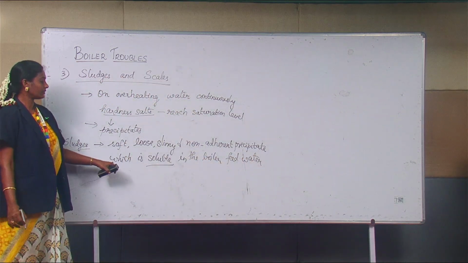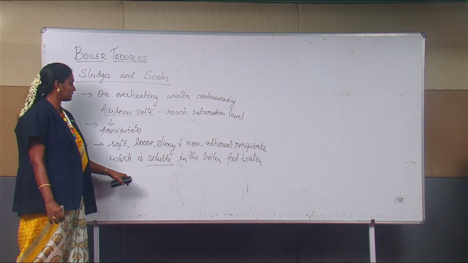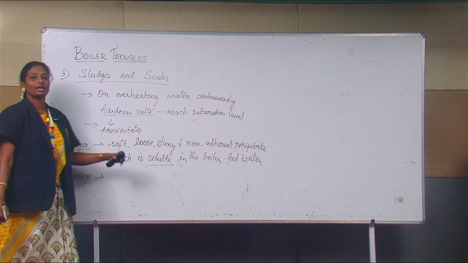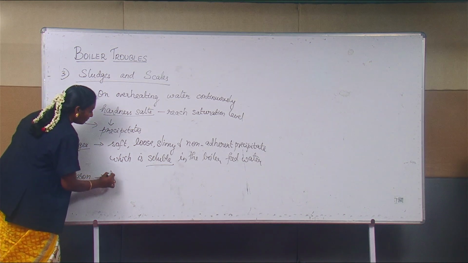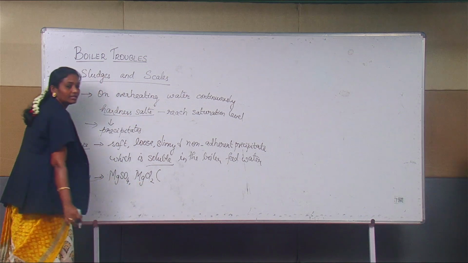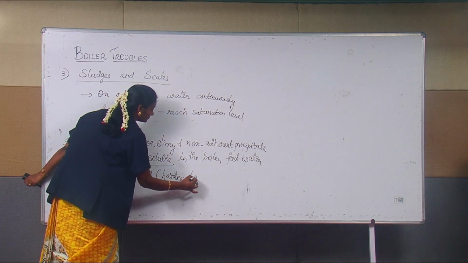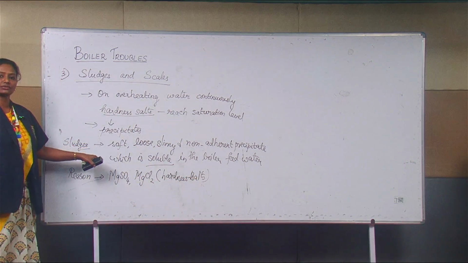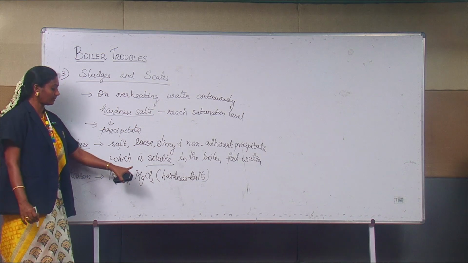Okay. So first we have seen the definition or the description of sludge. Next we would see the reason for this sludge. It is caused due to the presence of hardness salts. Some of the hardness salts which result in sludges are magnesium sulfate, magnesium chloride. So we call these the hardness causing salts.